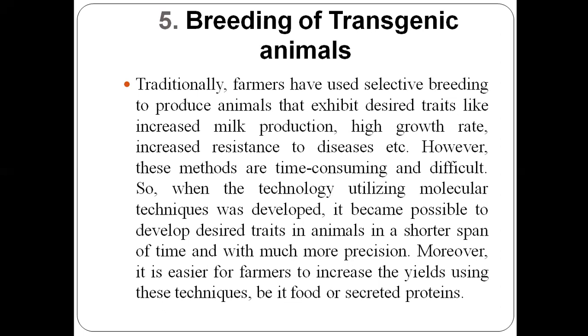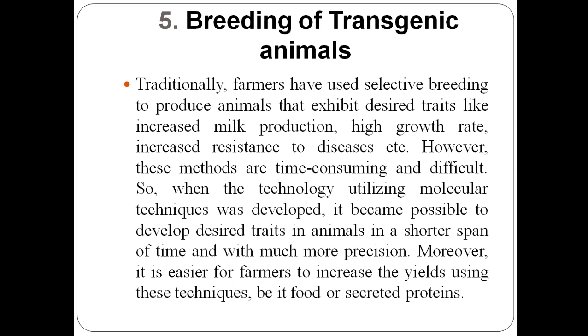However, these methods are time consuming. So the traditional or conventional method of selection is time consuming. It takes so many generations to get a given rate of improvement. And again, through the normal selection process, the genetic improvement we can make is only 1 to 2% per annum. So you could see how many years it will take to increase the performance level to a higher level. So it is time consuming and difficult.